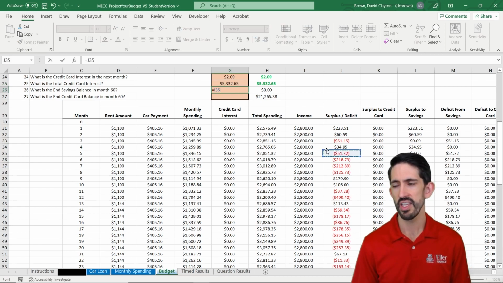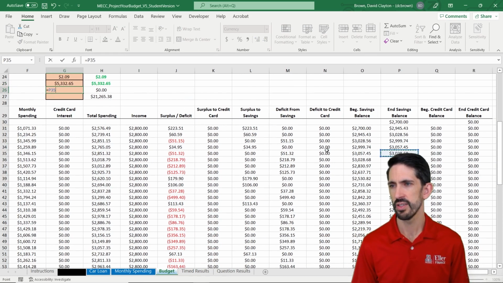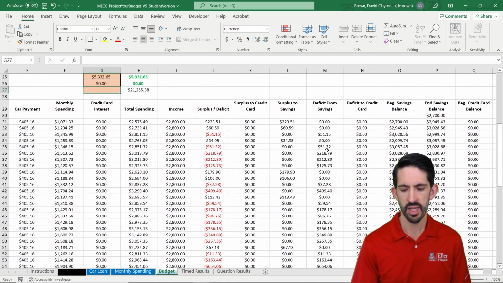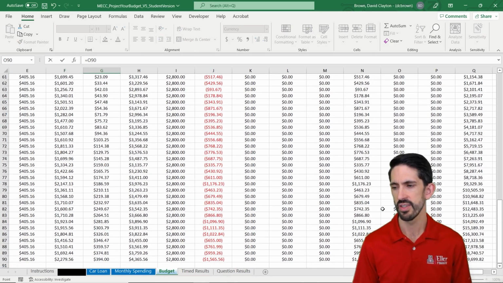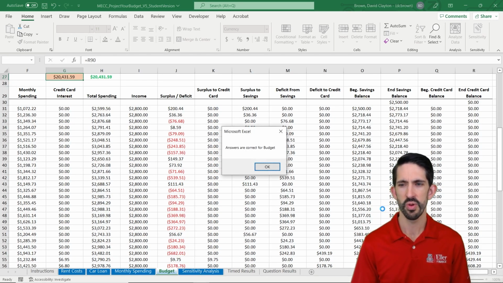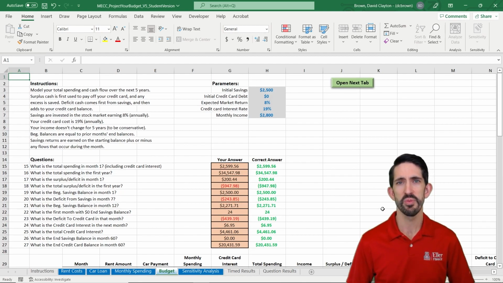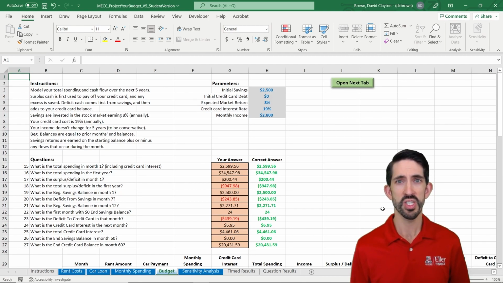We're ending up with a savings balance, if we go to the very end, our ending savings balance of 0, and our ending credit card balance of $21,000. So those are not great numbers if I'm looking at my own budget. I'd rather have more savings and less debt at the end of these 5 years. So on the next tab, let's see what we can do to plan for that and make adjustments so we end up in a better financial position.